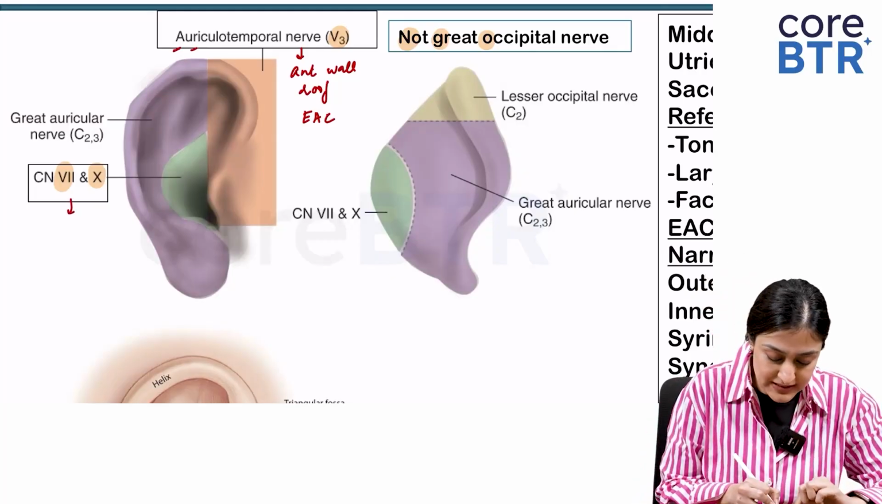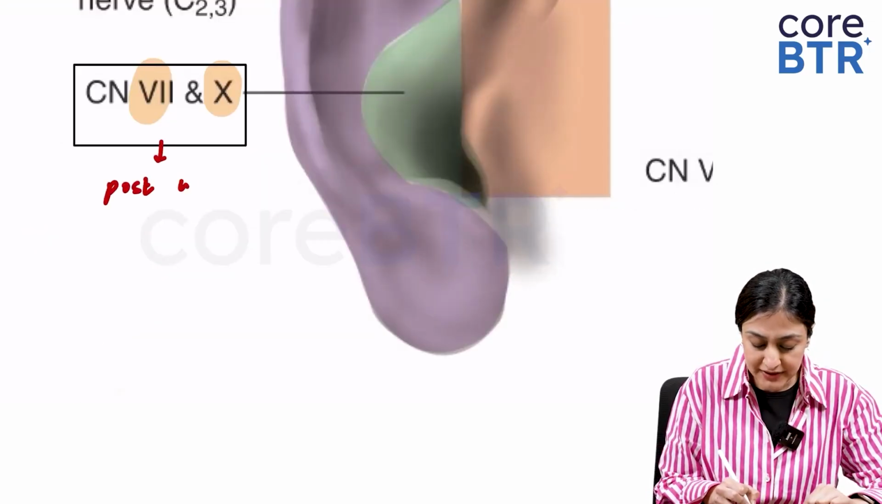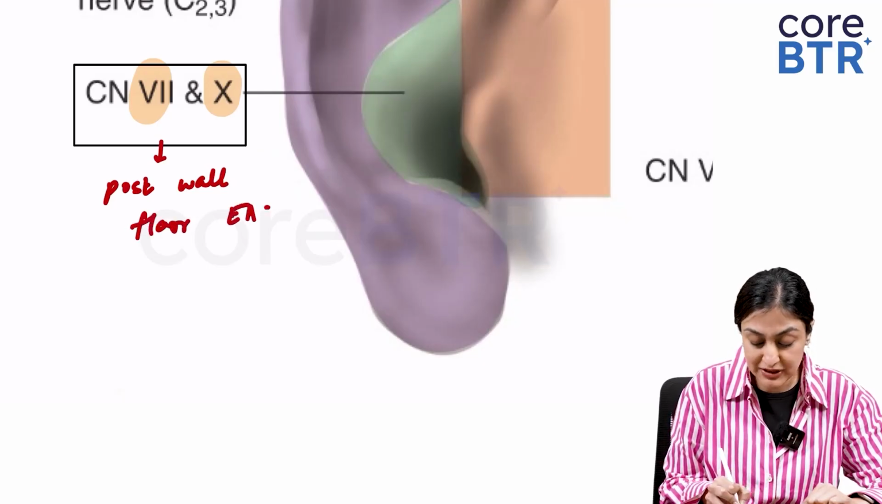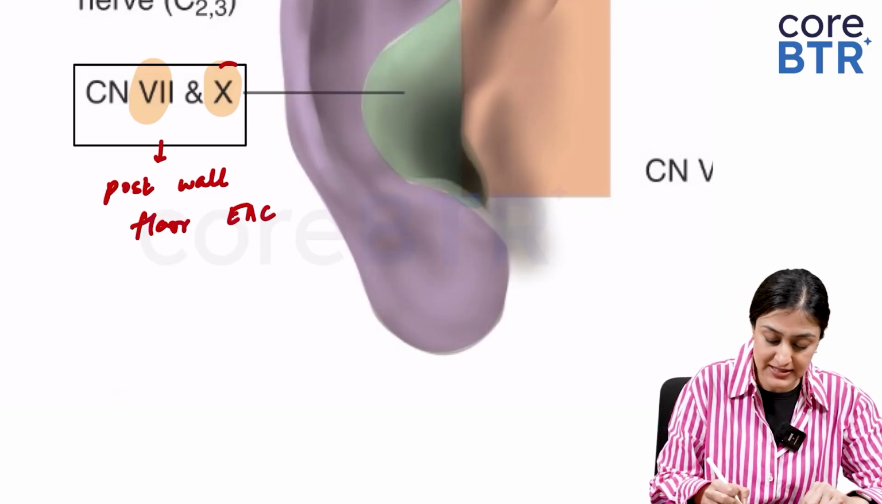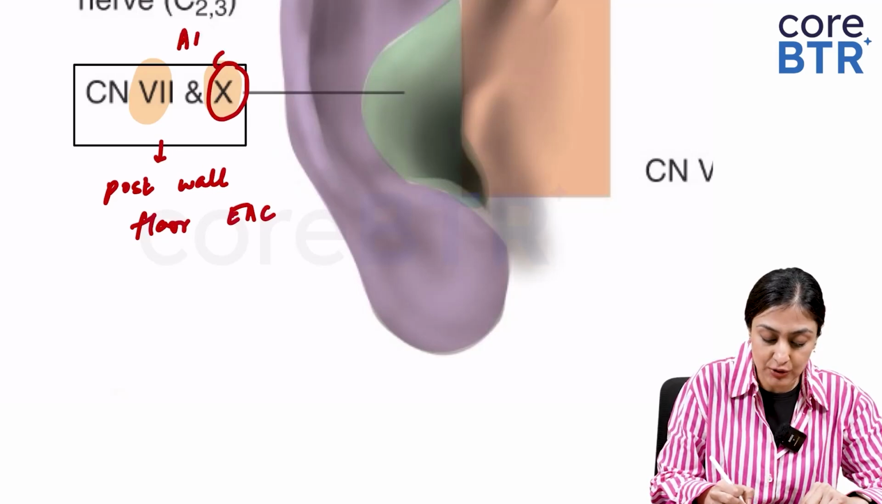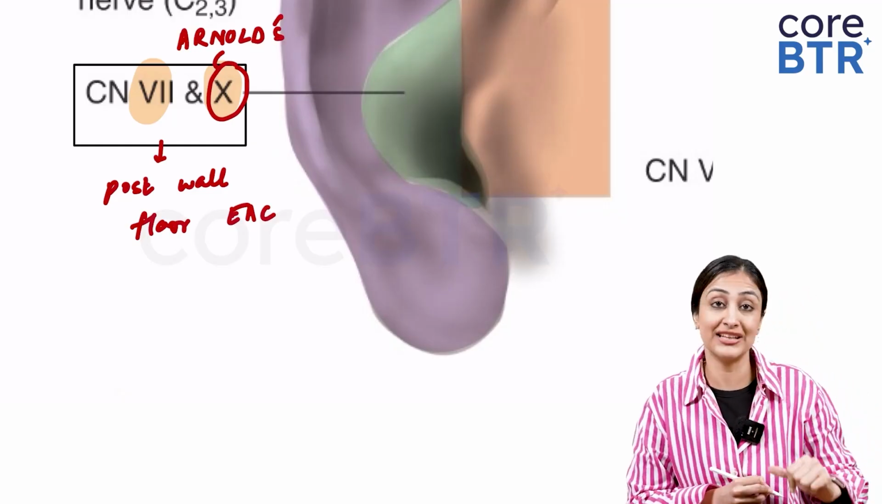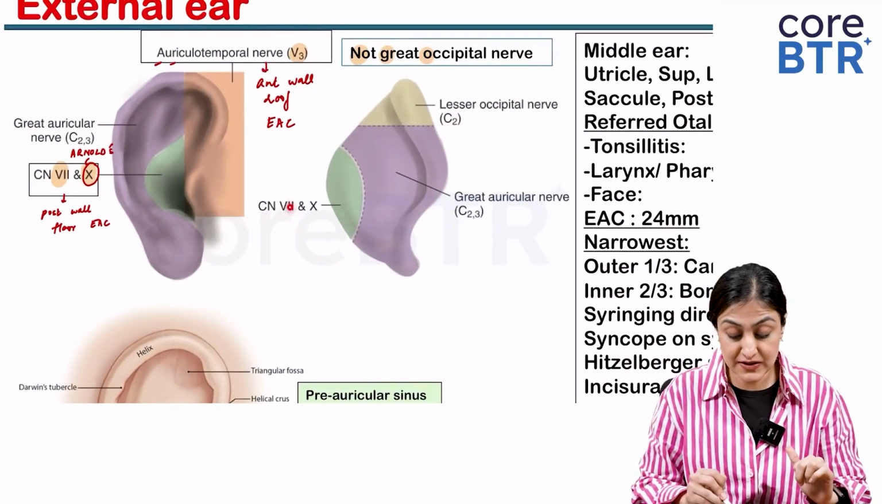So the remaining is supplied by 7 and 10. The posterior wall and the floor of EAC are going to get their supply from 7th and 10th. Here itself, remember, the named branch of 10th that supplies is going to be the Arnold's nerve. Very, very important. Arnold's nerve is the named branch of 10th nerve that supplies, right? So this is what we have learned as far as the nerve supply is concerned.